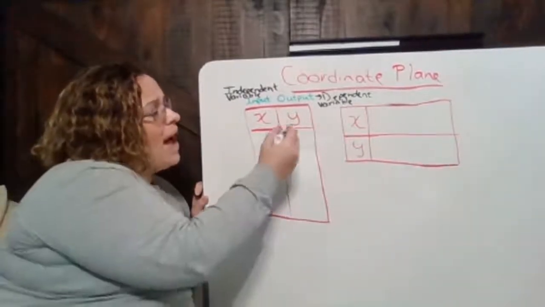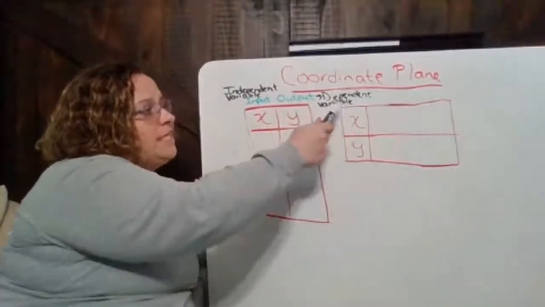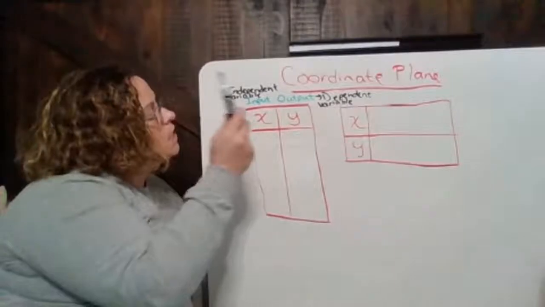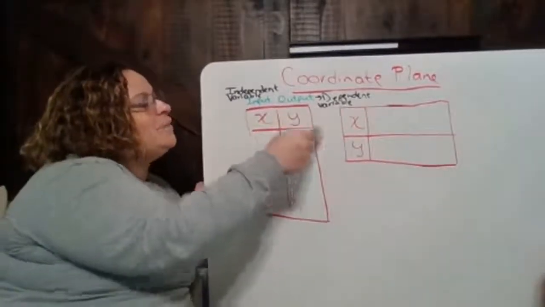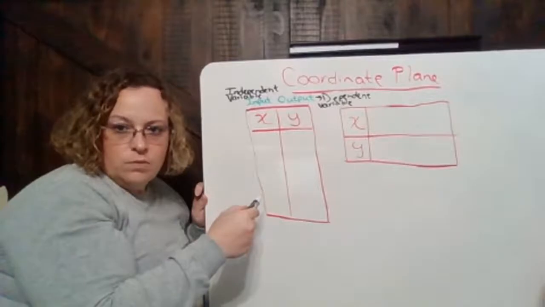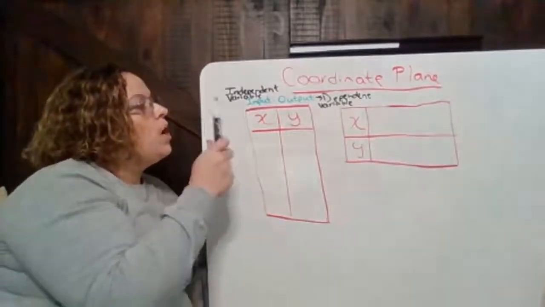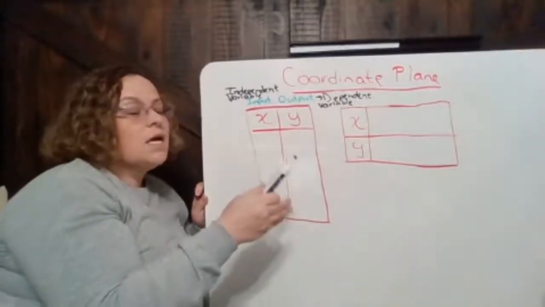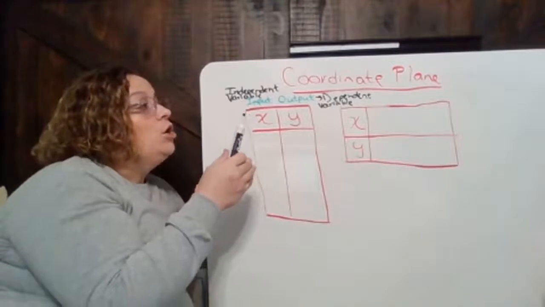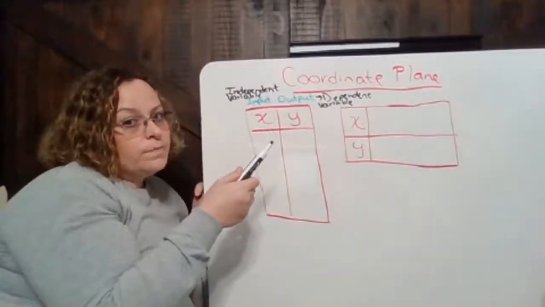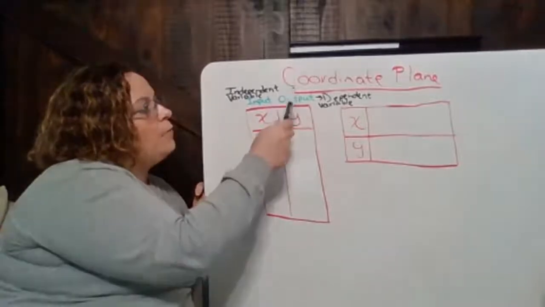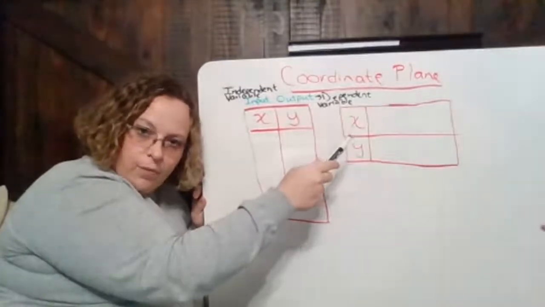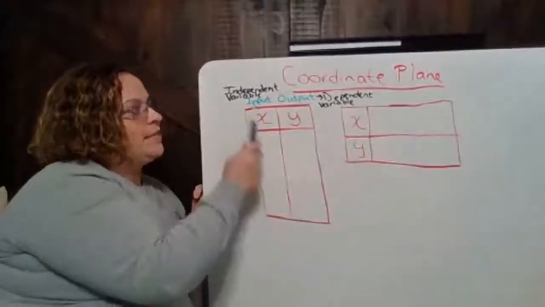Now, your Y is your output, but it's also considered your dependent variable. And this is why: your Y value depends on your X value. So when we're getting deeper into this in the next few weeks, after Christmas, you're going to start understanding that a little bit more. But the output values depend on the input. So it's your dependent variable. So Y is your dependent, X is your independent.